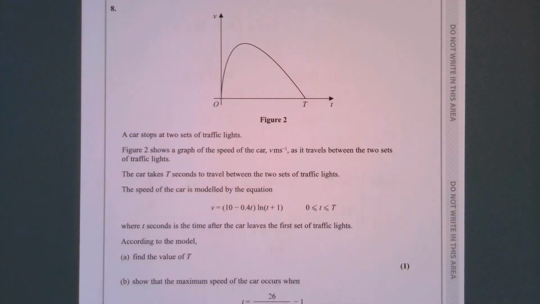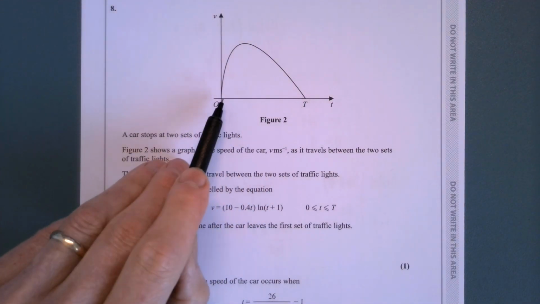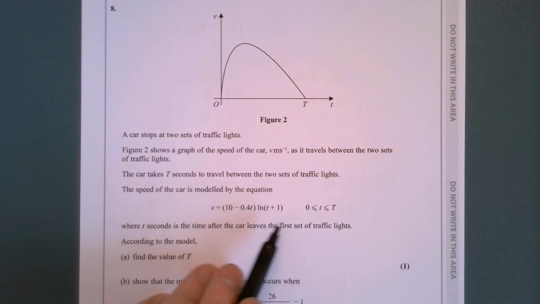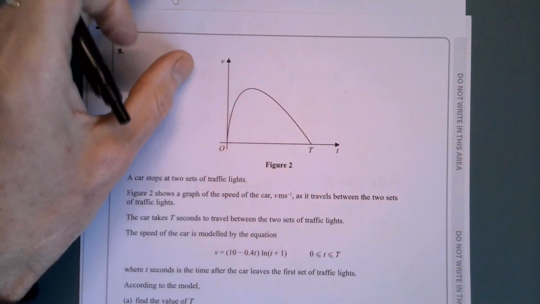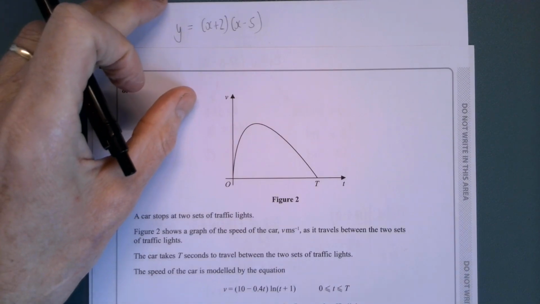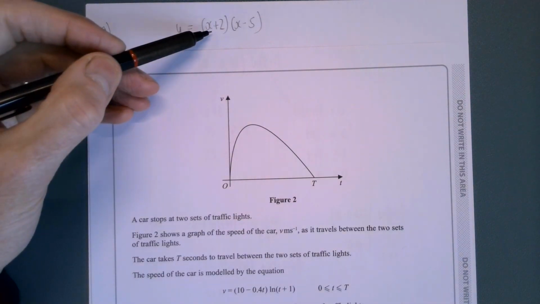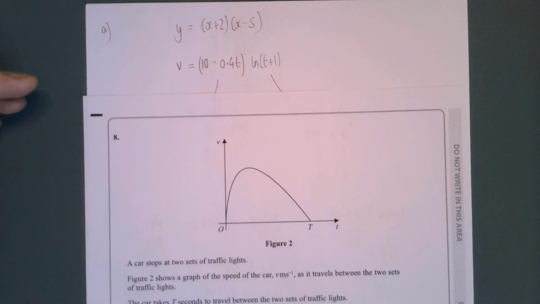Okay, so this is 2022, paper 1, question 8. Quite a fiddly question. To start with, we're asked to find this value here. This is the place where this curve equals 0. So where does that function equal 0? If we're asked where a quadratic equals 0, we just know that it's when x is minus 2 or when x is 5. And we do the same thing here.